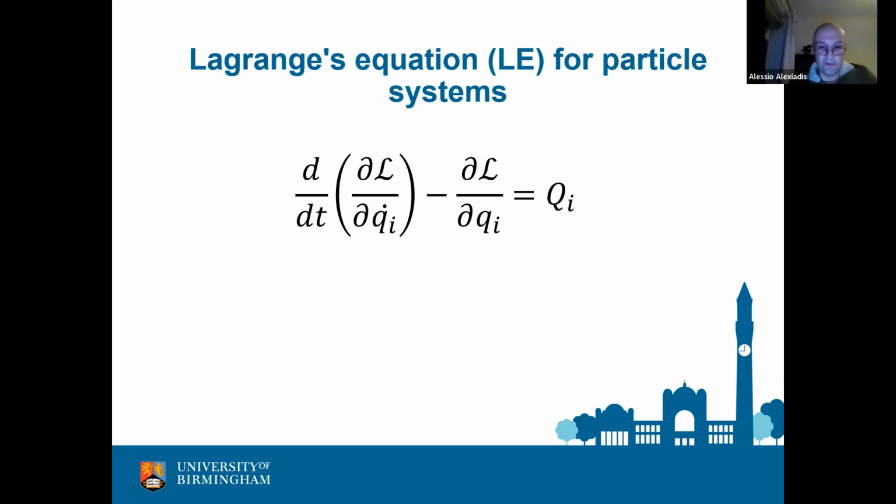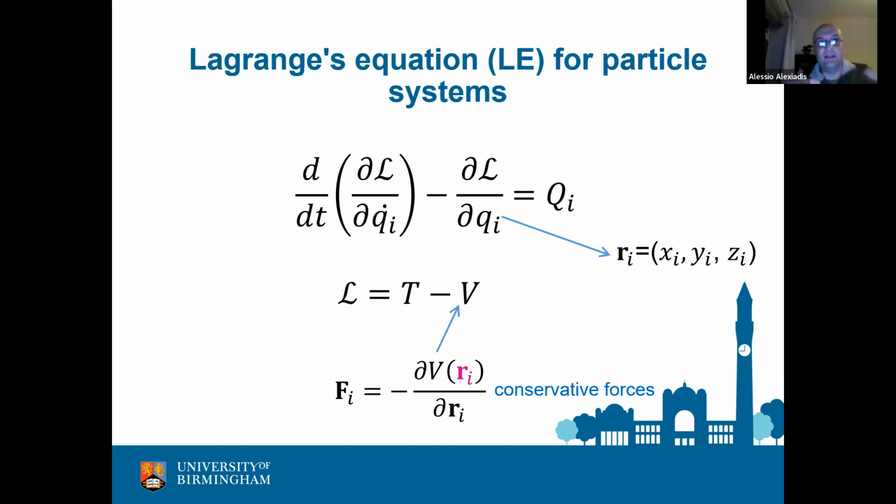And this is the equation. L is the so-called Lagrangian, which is the difference between T, the kinetic energy, and V, the potential energy of the system. Q are the so-called generalized coordinates, which for us, if we think of point particles, are the X, Y, and Z coordinates of each one of the particles.